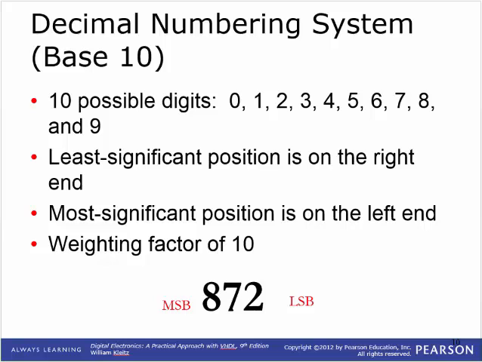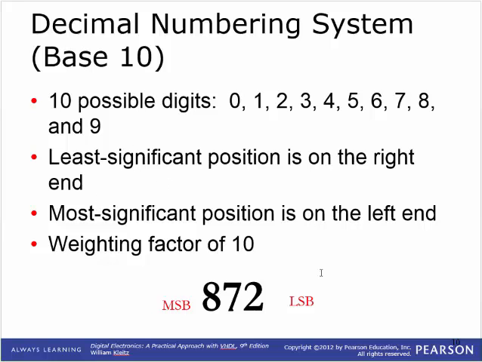So we'll look at the decimal numbering system first, and that's the base 10 numbering system. So base 10 means that there are 10 possible digits, and each one has to have a unique symbol. So you have 0 through 9. That gives us 10 unique digits. After that, we have to start repeating, right? 10, 11, 12, 13. So base 10 means 10 unique digits.